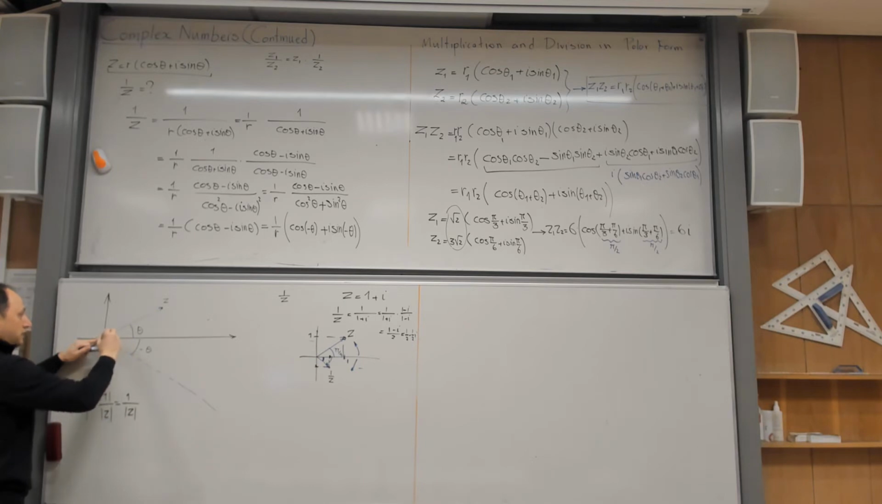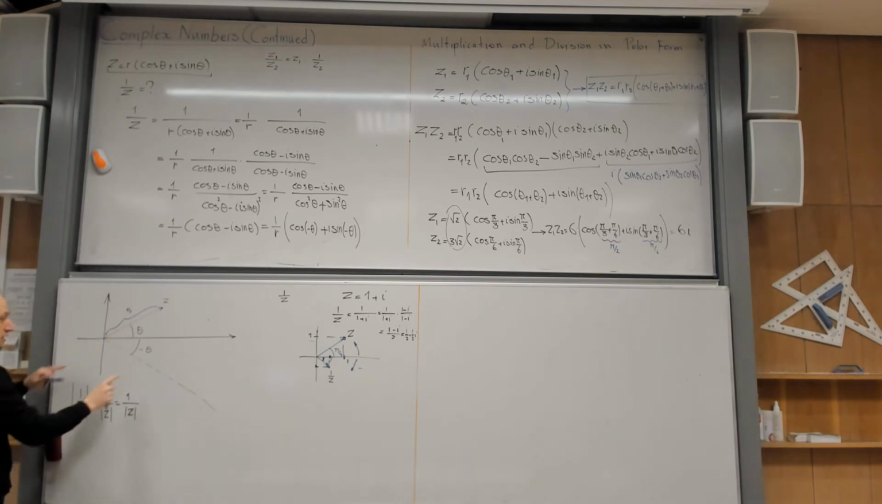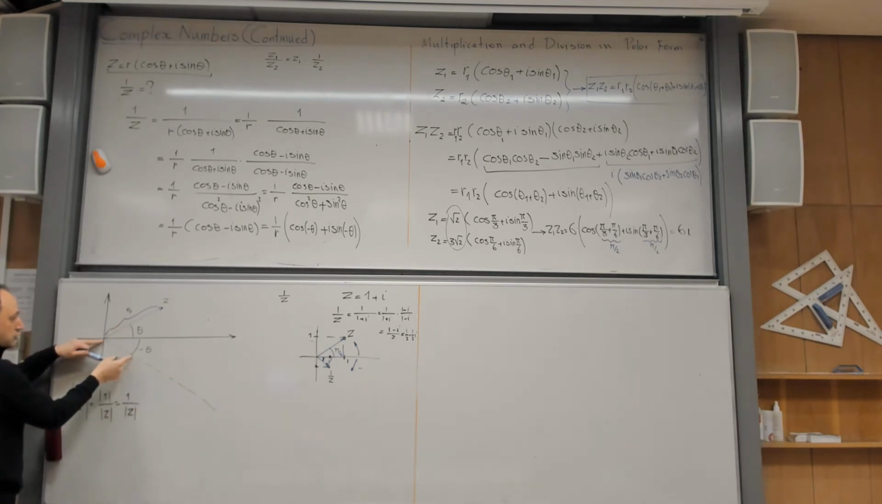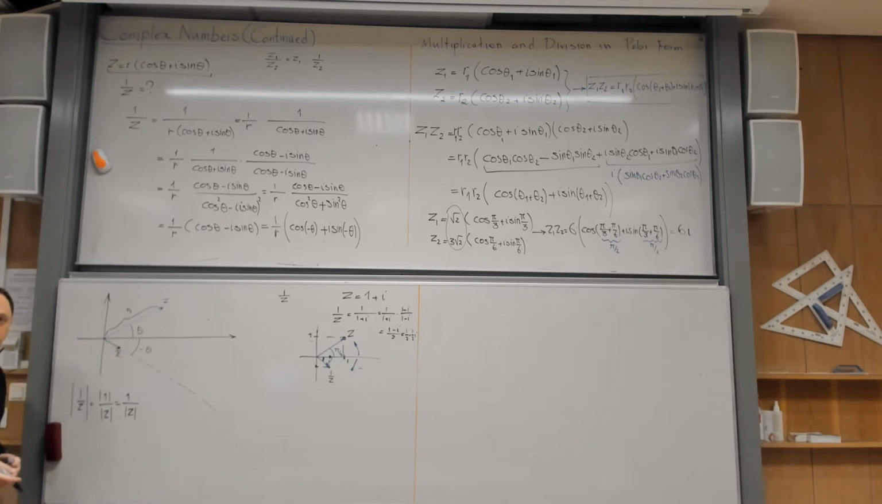For example, if this is 5 units, the reciprocal of that is 1/5. So you go here and choose a point whose distance to the origin is the reciprocal of this distance. For example, I don't know, here. This becomes 1 over z. Is that understandable? So that will give you a lot of good understanding about the geometry of the complex plane.